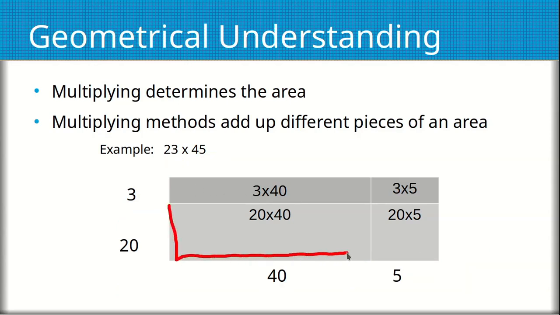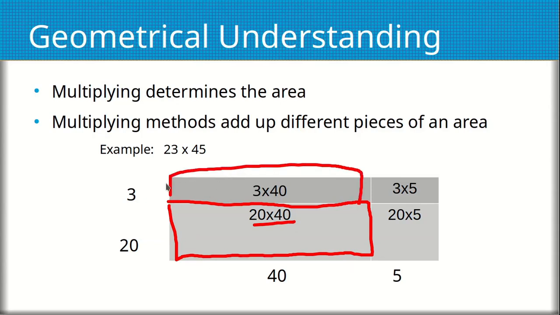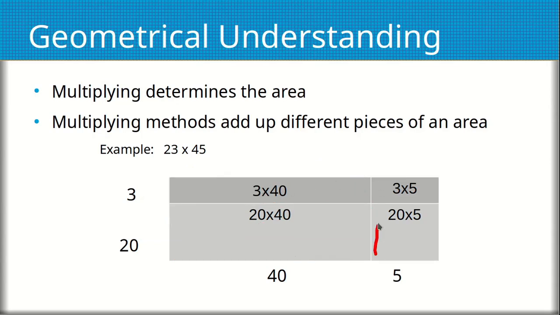So one box of this area is really sided 40 by 20. So that's what that is. This top rectangle is the remaining bit, which is 3 times 40. And then you have this other section here, which is 20 by 5. And then you have that last little corner, which is the last bits of the box, which is 3 times 5. So you really have 4 boxes when you multiply 23 by 45. And sometimes it helps to visualize that because you can add it up, right?